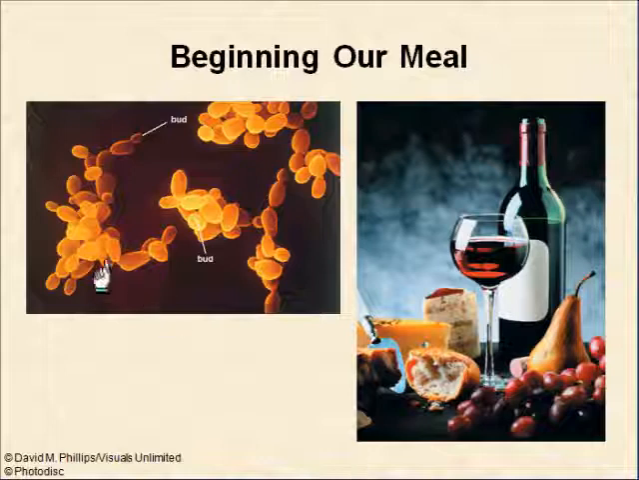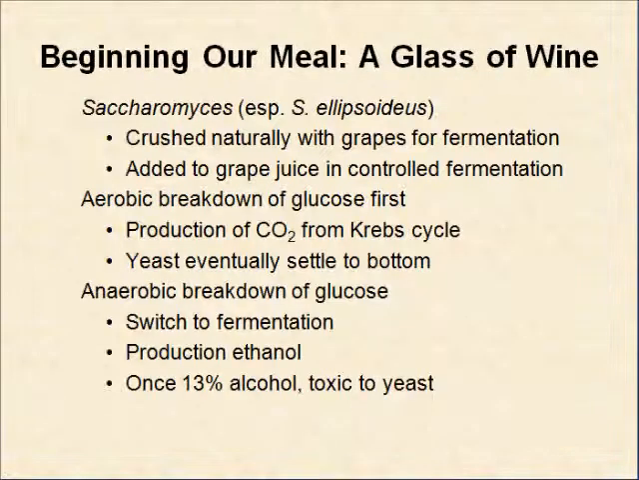And what we can see here actually is an image of one of the yeasts and the end product, a bottle of wine. Now, the microorganism involved here is Saccharomyces ellipsoideus, and it is crushed naturally with grapes for fermentation. This is the one that grows on the surface of the grape. It can also be added to grape juice in controlled fermentation. That's when we have basically pasteurized the grape juice so that we can now put the specific kind of yeast that we want to and avoid some contaminations.